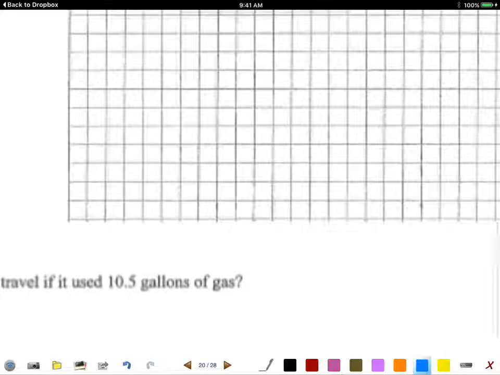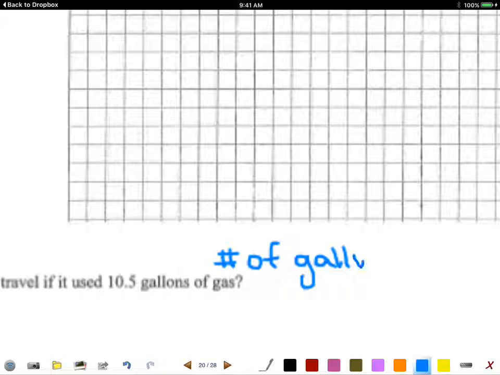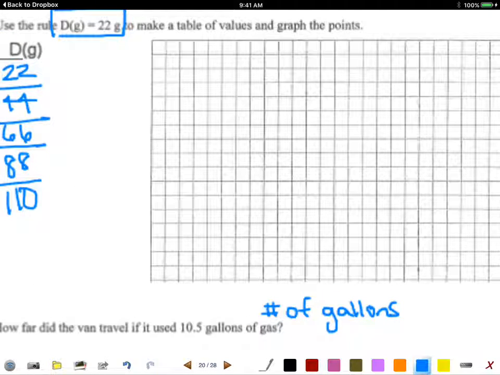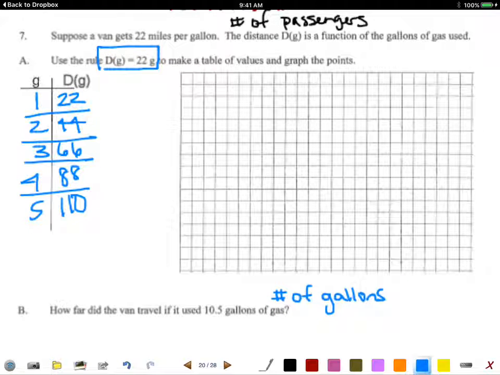So what are we going to put along the x-axis down here? Number of gallons. Correct. Number of gallons. And then along the y-axis, we're going to put miles per gallon. Miles, not per gallon, just put miles. Or you know what, let's put distance. Okay, now we need to count by something.